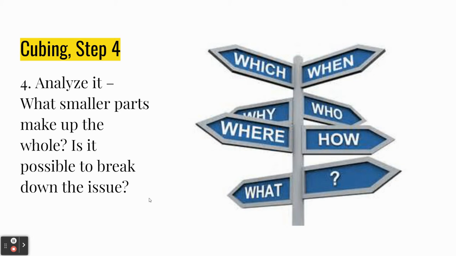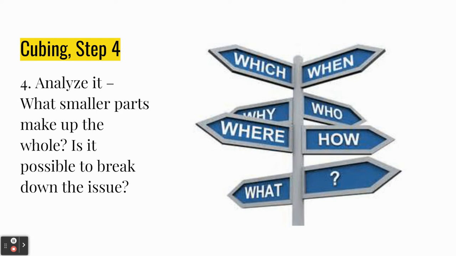Step 4 is analyze it. What are the smaller parts that make up this thing? Is it possible to break down the issue? Is it possible to break down the article? For example, the article you're dealing with, Green. Can you break it down into what he says about the subject and what associations he makes? One of the things he does throughout his articles, throughout his essays, is associate it with events in his life.